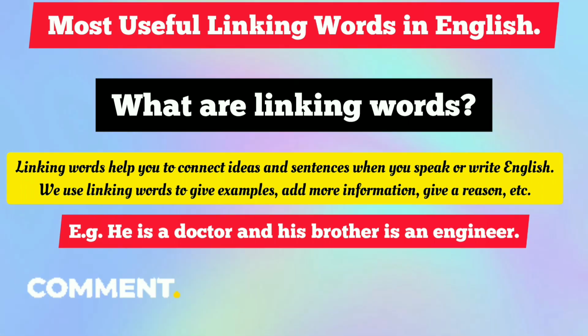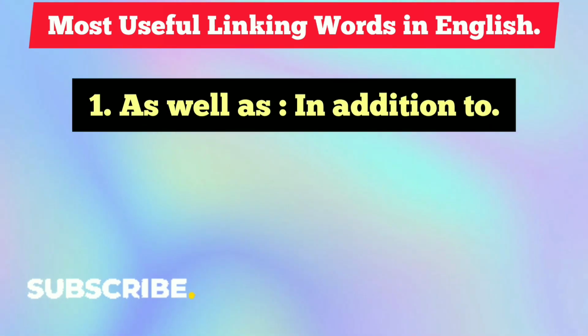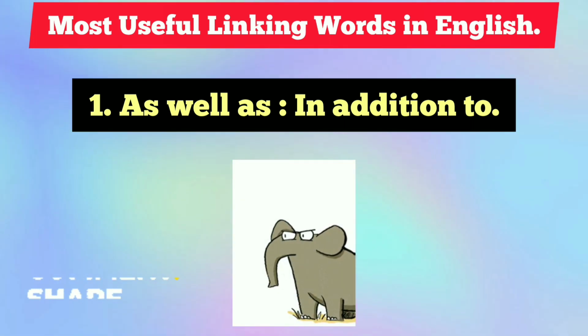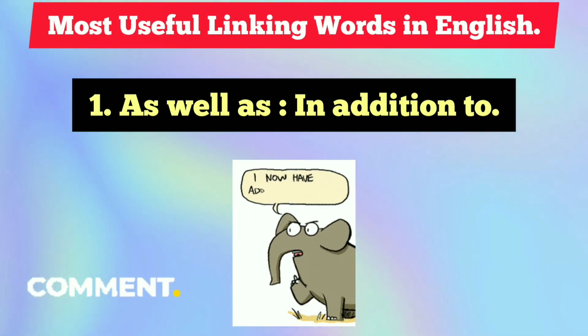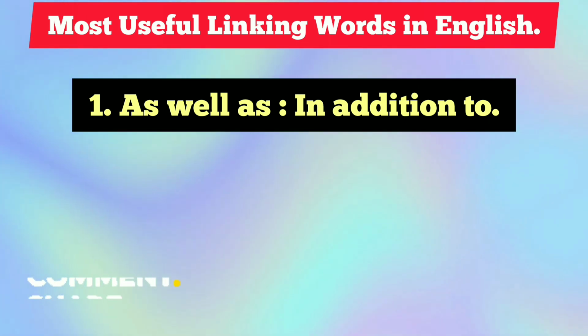So today we are going to dive into some extremely important linking words, and these are useful for your spoken English as well as your writing. So as you see, the first one is as well as. It's a very useful one. As well as means in addition to. When you want to say in addition to something, that time you use this linking phrase, in fact, as well as.